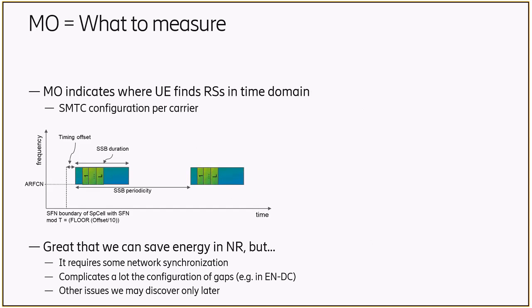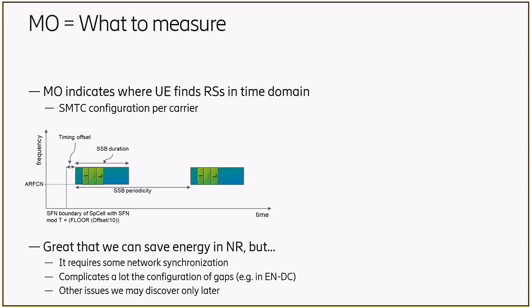And that's great. I mean, we can save energy in NR because we have the possibility to have these sparse periodicities. But that does not come for free. I mean, it requires some network synchronization, as you can imagine. Different nodes have to pack all signals that the network wants the UE to detect within that window. So every time I deploy a new node, I need to make sure that those signals are somehow packed into the configuration I'm providing the UEs in each base station where this is transmitted.